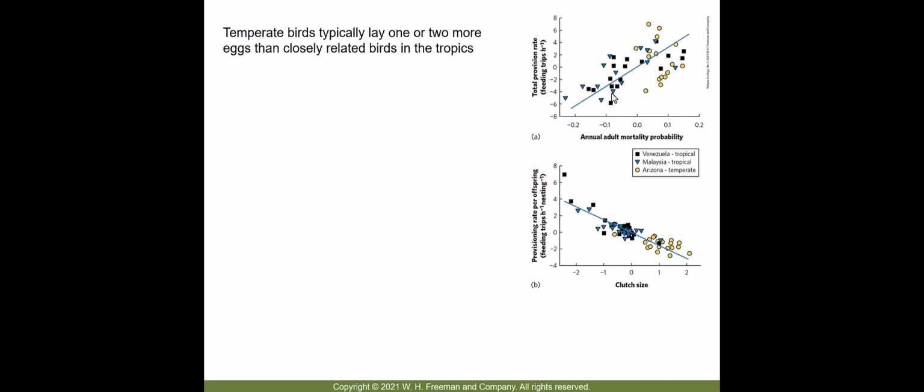What they're doing in this figure is they're comparing temperate birds to tropical birds. And we do know that temperate birds typically lay 1 or 2 more eggs than other species that are very closely related to them that live in the tropics. Another thing that we know is that temperate birds experience higher rates of adult mortality than tropical birds. So there's an increase in mortality for temperate birds.